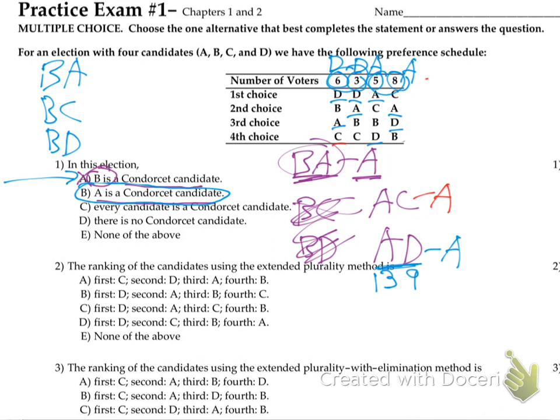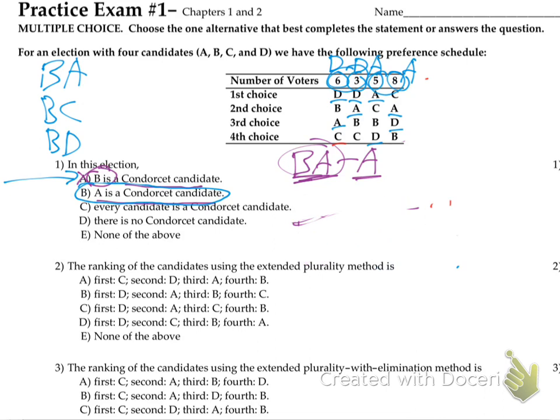Okay, so how do you do extended plurality? Do you remember that one, or do you need to have something written on your card? What's plurality? Don't worry about extended. What's plurality? Just first choice, huh? That's the way we do president of the United States.